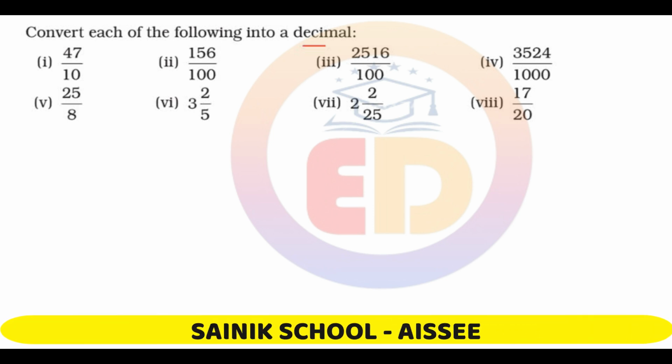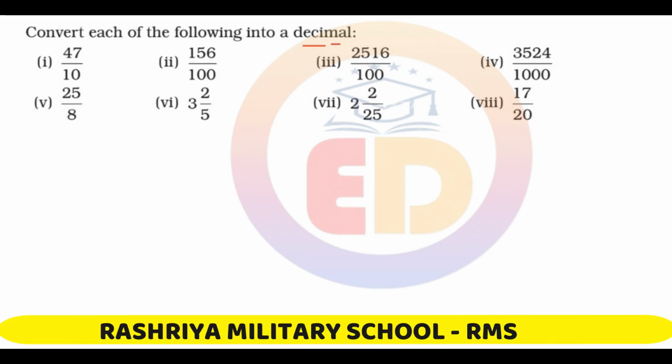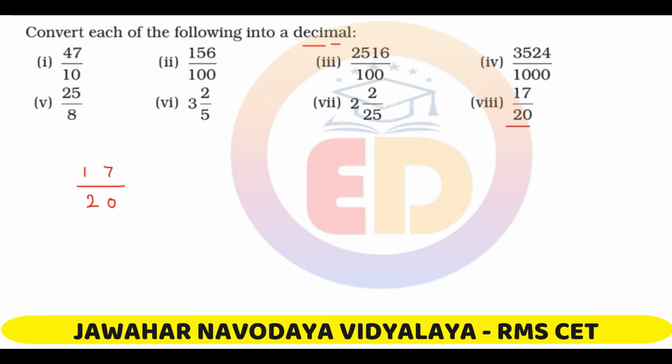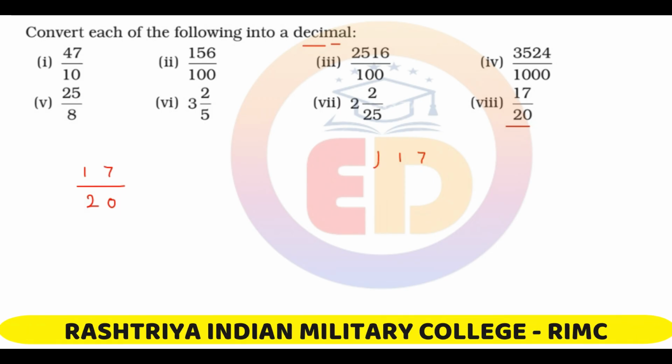We have to convert these examples or these fractions into decimals. Let's move on to example number 8. 17 upon 20. Upon 20 means, understand, it is division. So we have to divide 17 by 20.